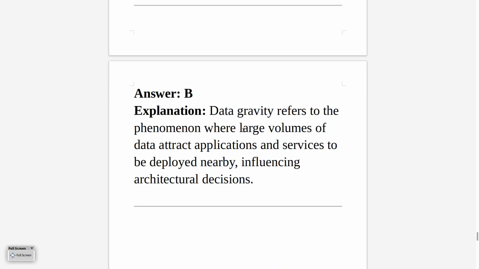Data gravity refers to the phenomenon where large volumes of data attract applications and services to deploy nearby, influencing architectural decisions. Well, what does that mean? Does that mean like you set up, for example, a data lake and lots of teams in the company get attracted to using it and therefore it's a success? Is that what that means? I don't know. I'm going to have to look up data gravity after. Obviously, it means something. And if you're a cloud database architect / engineer, you're kind of expected to know. So note to self, look up data gravity.